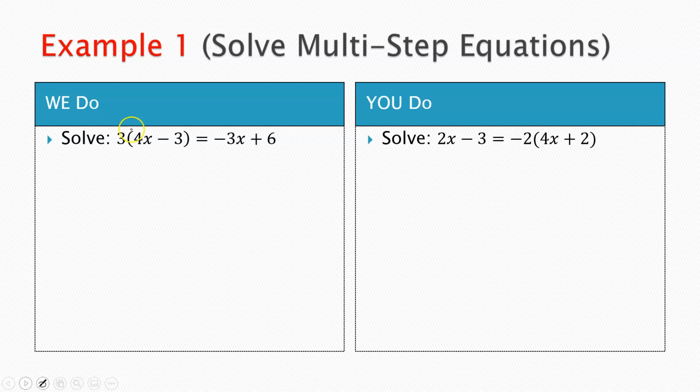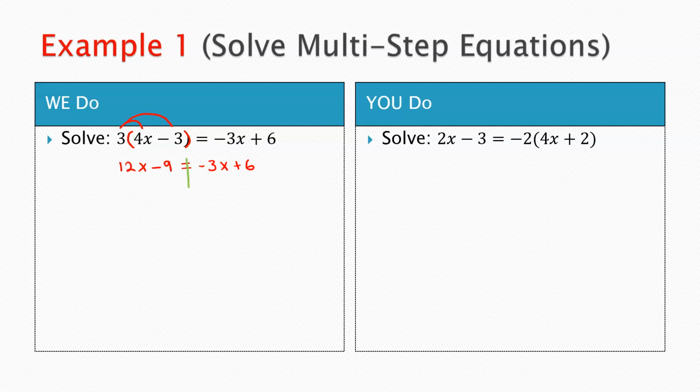Just like the warm up, I'm solving a multi-step equation here. I see parentheses, so I'm going to use the distributive property and break out what's inside. 3 times 4x is 12x. What is 3 times negative 3? That is negative 9. Bring down everything else, equals, bring down my negative 3x, careful, don't forget about that negative, and then my positive 6. All right, step 1 is done. We distributed and got rid of our parentheses.